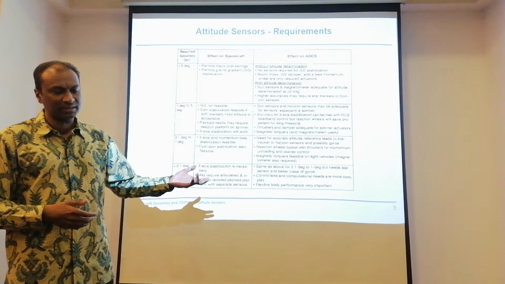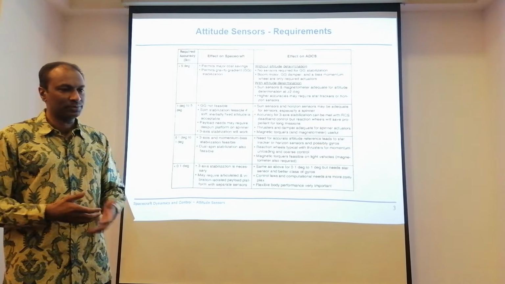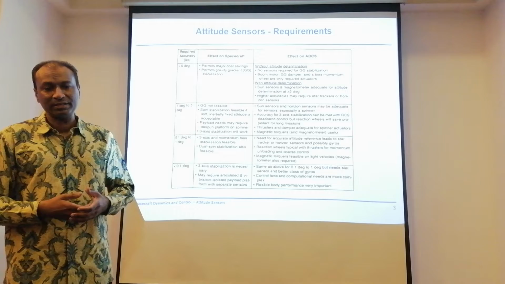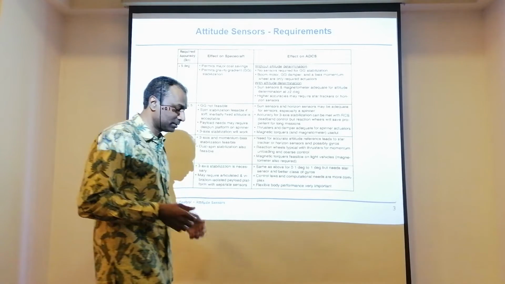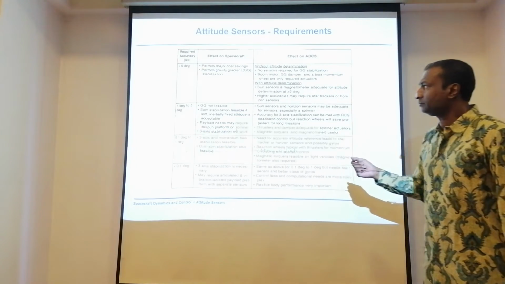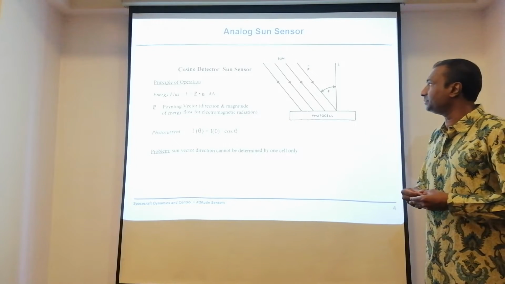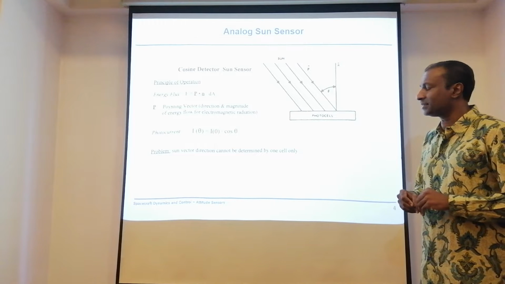That we have discussed in a previous lecture, the reaction wheel example, or the bias momentum wheel. All of those actually need a very good sensor. Otherwise, it doesn't make sense to have a good actuator but very bad sensing. Now, a typical one is a very basic cosine detector sun sensor.